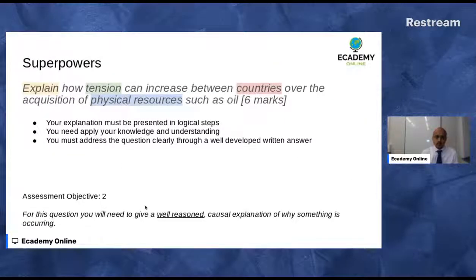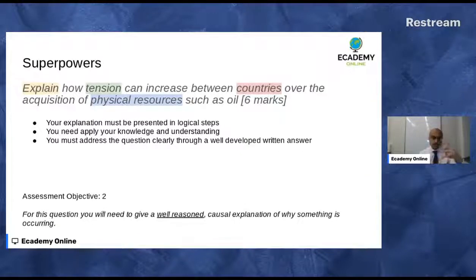Okay, so remember that when you're doing an assessment objective 2 question, you need to explain and present your ideas in logical steps. You need to apply your knowledge and understanding clearly and must address the question through a well-developed and written answer. Now, this means not one giant paragraph where you just talk about oil the whole time, but you break it down into maybe a few different paragraphs.